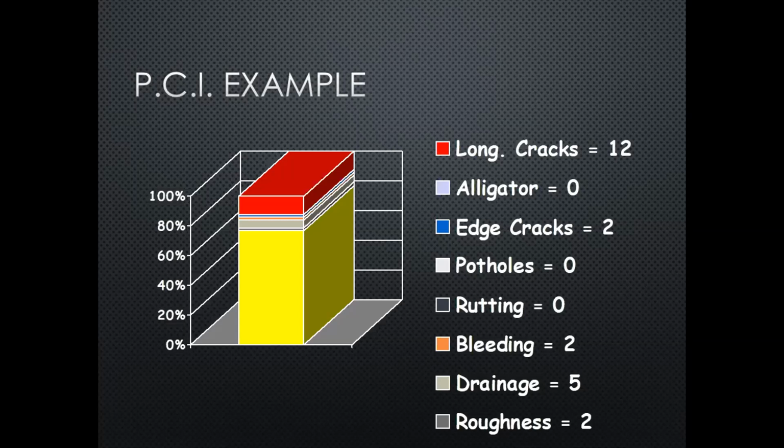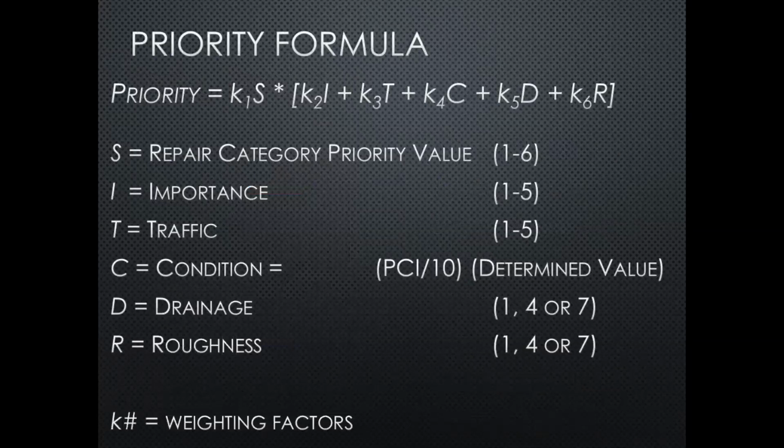So you calculate that all up and you end up with a value of 23. You subtract that from 100 and you get a 77. Again, it's just a number, but it gives you an idea where that road stands within your network itself. This is the simple formula we were talking about. Looks pretty complex, but it's really basically pretty simple. And what it does is it generates a priority.